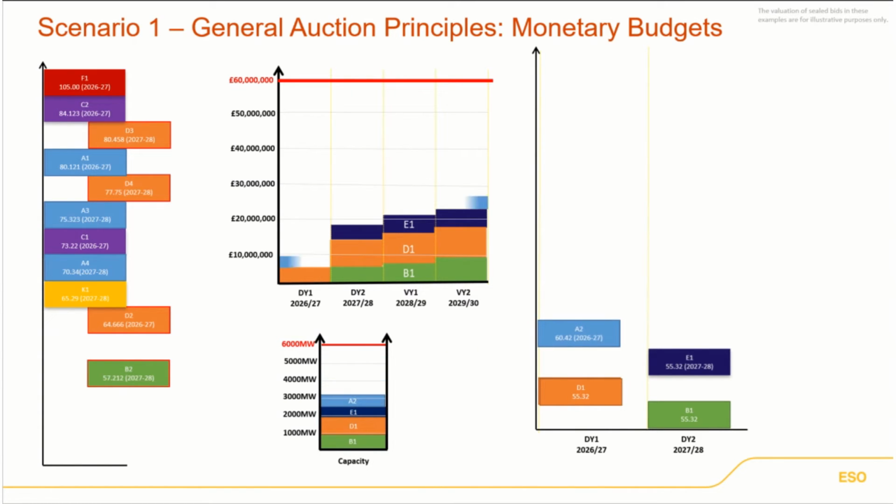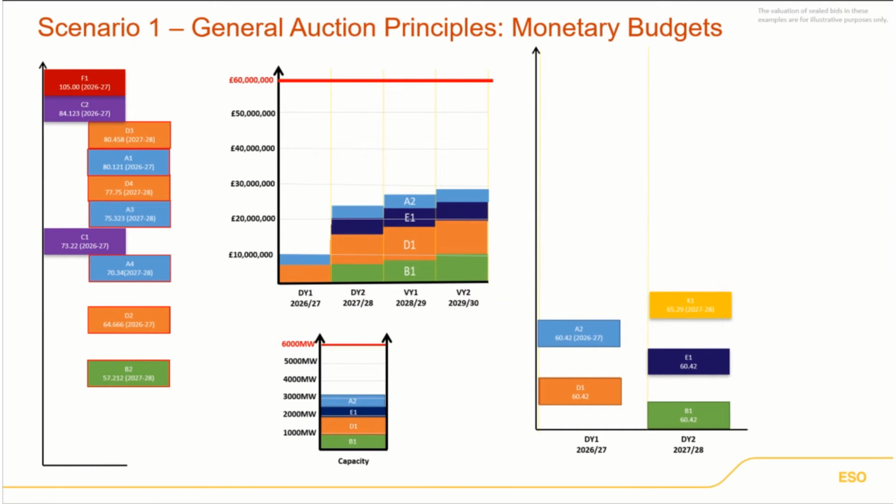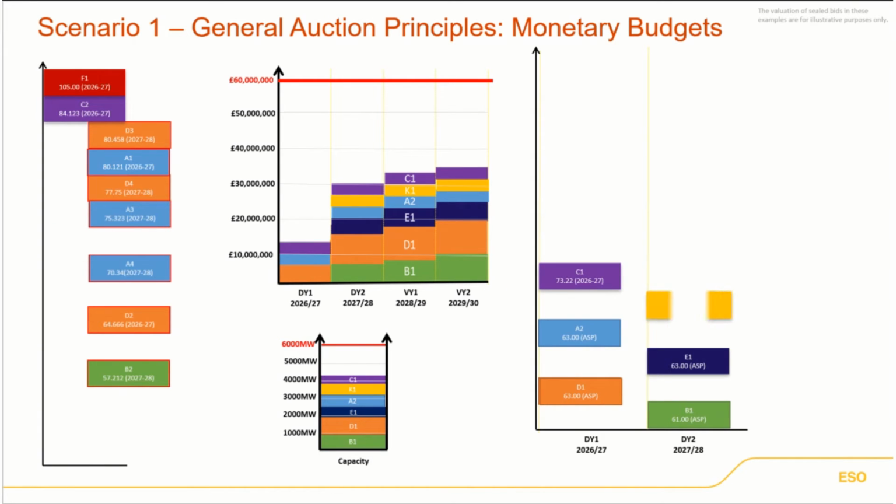The example follows the same process up to C1. You will see when C1 is accepted, some of the applications have been capped at the technology-specific administrative strike price. They cannot be uplifted beyond this price.